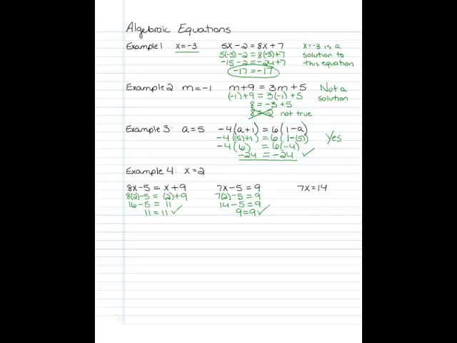This last equation, replacing x with 2, 7 times 2 equals 14. 7 times 2 is 14. So 14 equals 14, that is a true statement. So we can conclude from this that these are equivalent equations.